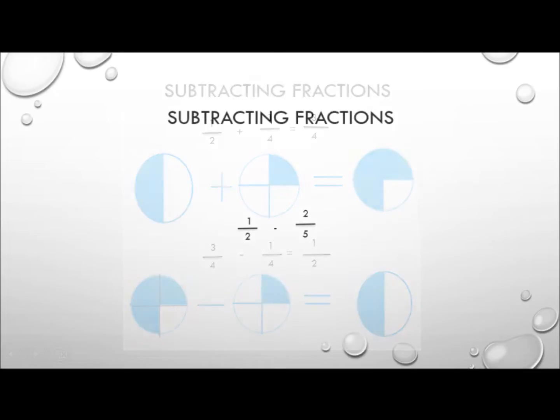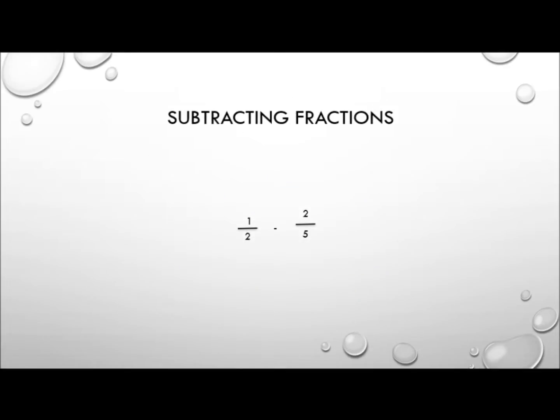So in this case, let's try subtracting 2/5 from 1/2. So we've got 1/2 and we're taking away 2/5. Remember, with subtraction, it's that which is to the right of the subtraction sign that is taken away from that which is on the left. So on the left is what you've got, and on the right is what you're taking away.